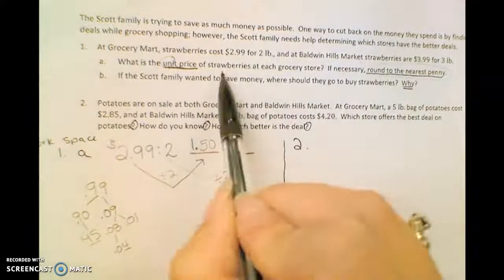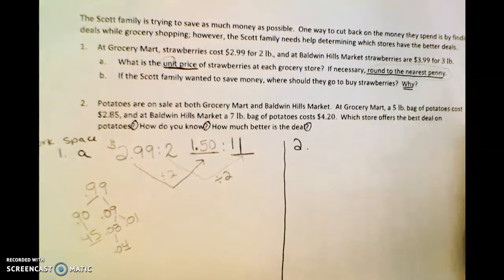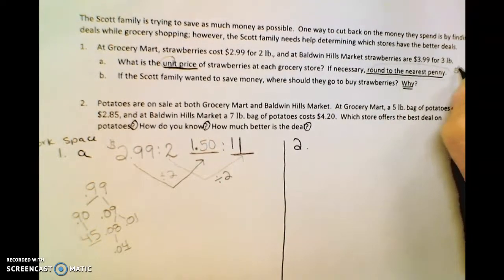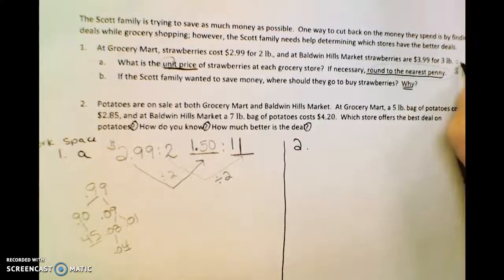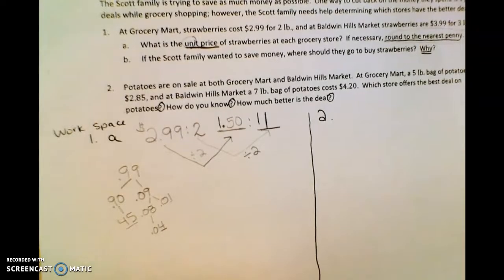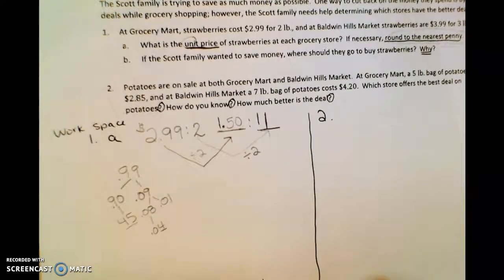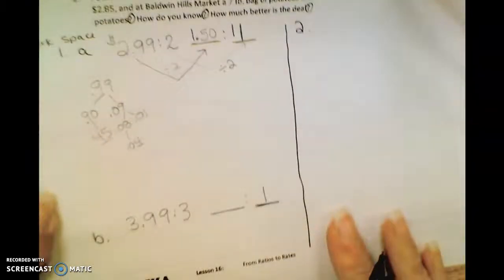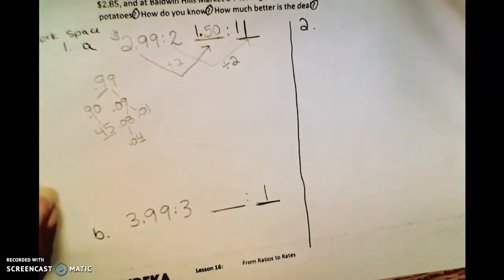So the unit price of the strawberries is, that's just the number part, so that's going to be $1.50 for A. And then B, I'm going to do the same process, except I have $3.99 for 3 pounds. I, again, need to get it down to unit price, so how much it is per pound. So that would be 1. Again, if you think you can solve this on your own, go ahead and do it, and then check back to see if you got it correct.